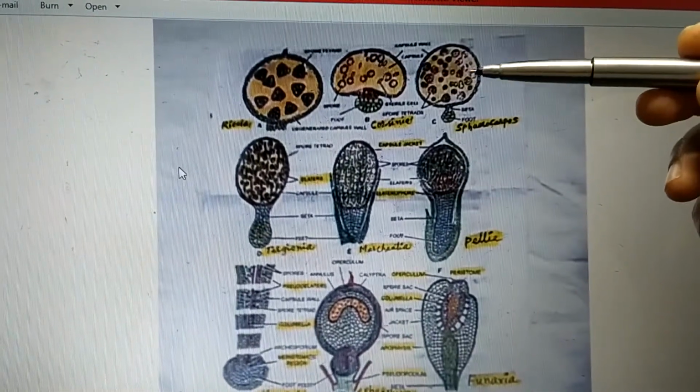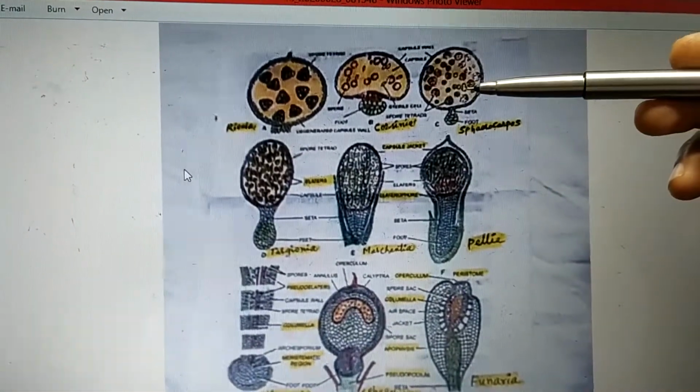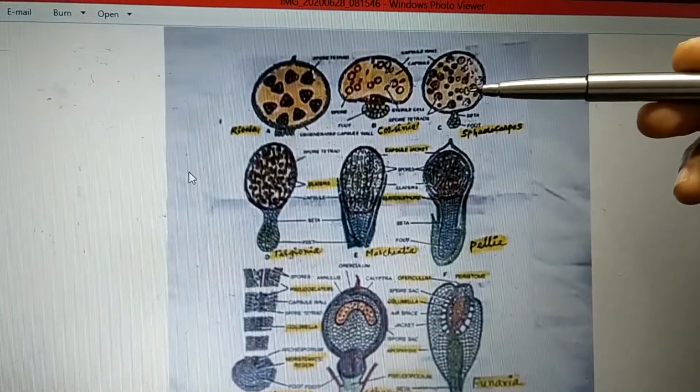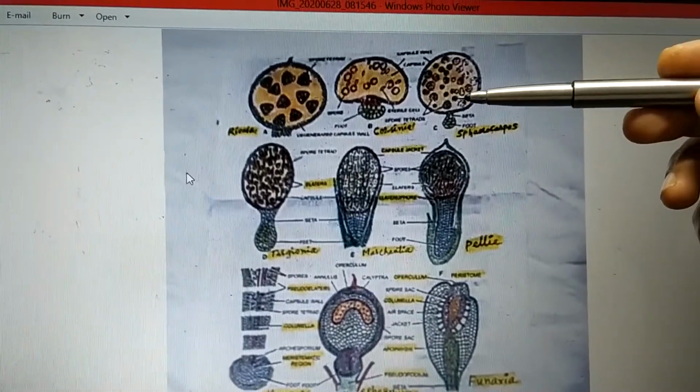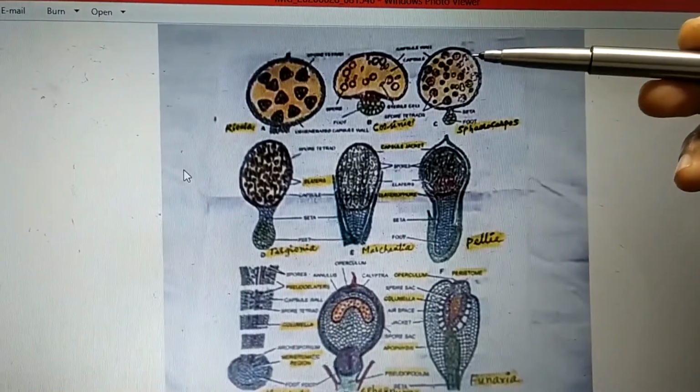Now the number of nurse cells is increased compared to that of Corsinia. So the number of nurse cells in a sporophyte of Sphaerocarpus has been increased. That is, the percentage of the sterile tissue is enhancing.